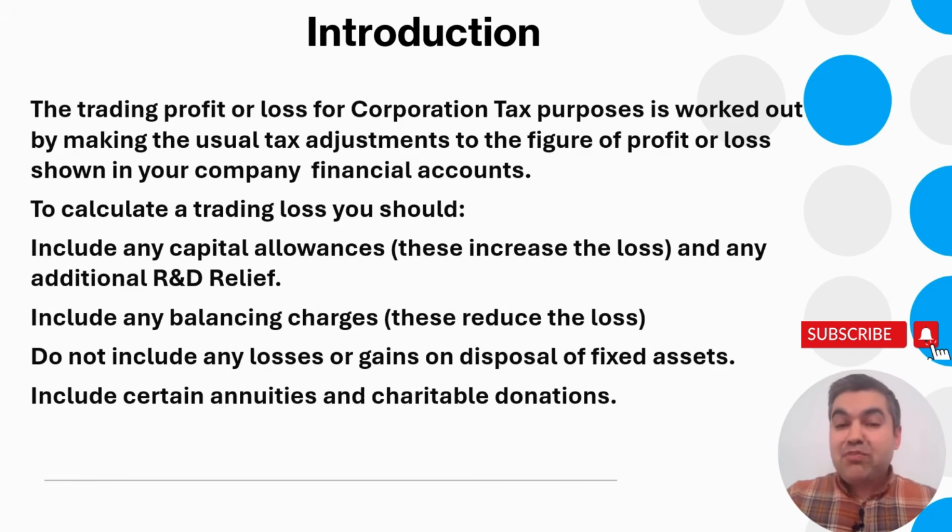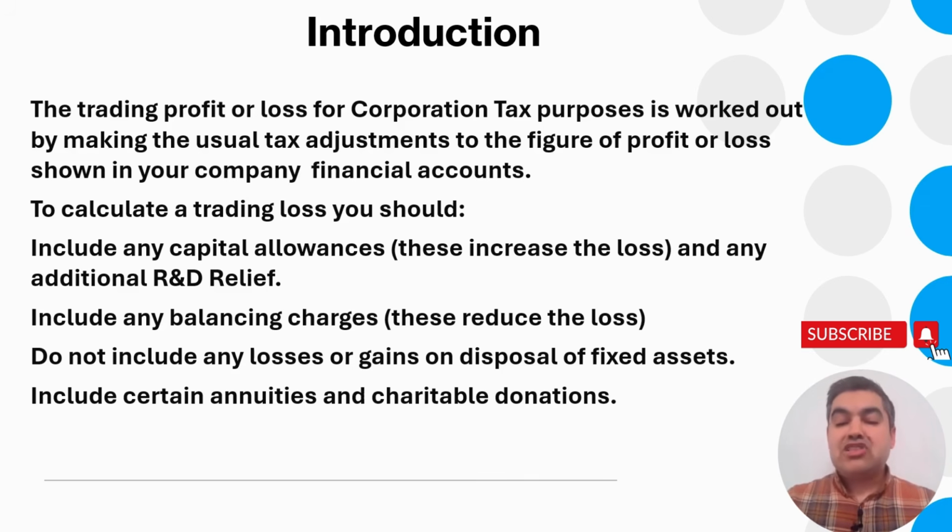Let's begin. The trading profit or loss for corporation tax purposes is worked out by making the usual tax adjustments to the figure of profit and loss shown in your company financial accounts. To calculate a trading loss, you should include any capital allowances because this will reduce your profit, and any additional R&D relief, because in the UK, if you spend money on research and development, HMRC would give you additional relief for that company. Eventually, you will pay less corporation tax. So don't forget to deduct capital allowances or make a claim for capital allowances and any R&D relief.